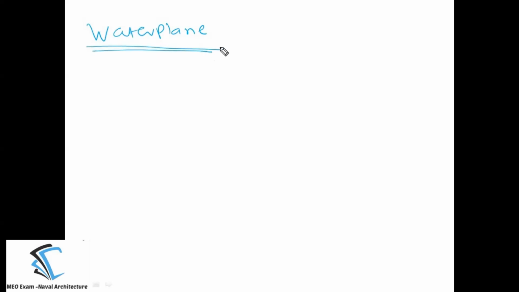So before that, we will see some geometry of the ship, because I am going to use these words again and again, so you should know that geometrical part. So first thing is what is the water plane area. What is the water plane? Water plane and water plane area. What is the meaning of that? So take a ship, it is like this.